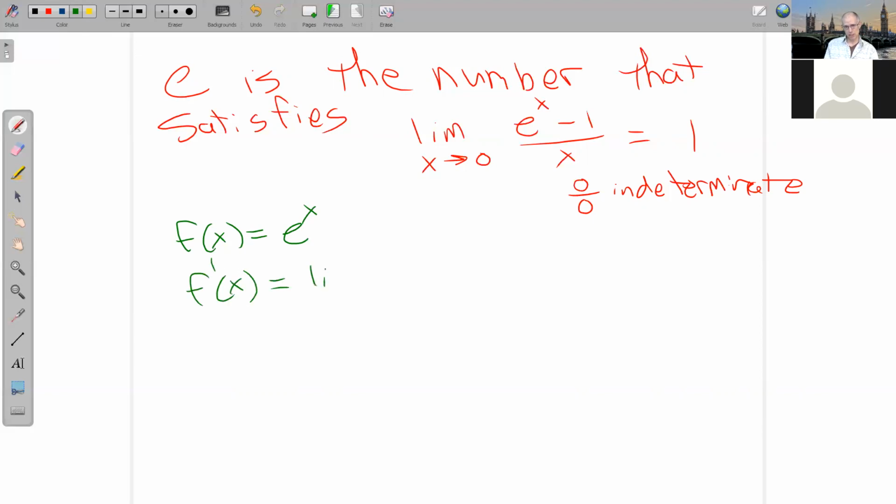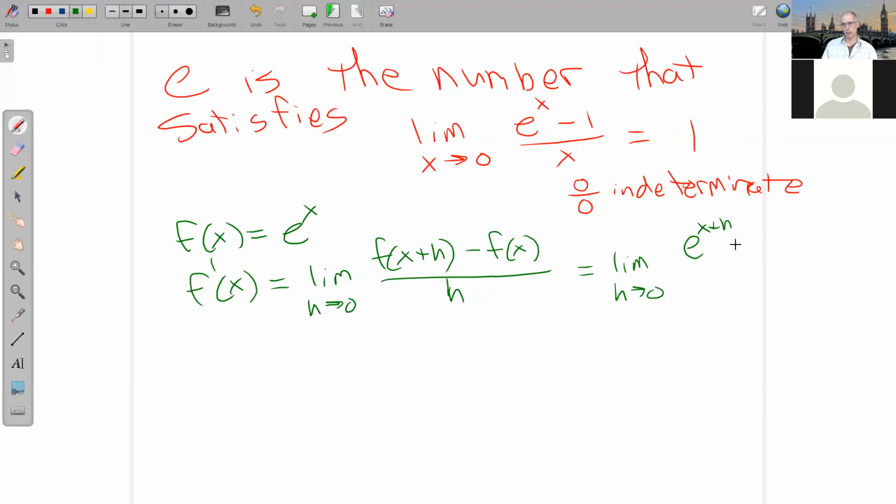Well, f prime of x is the limit as h goes to zero of f of x plus h minus f of x over h. So we have to go back to our limit definition every time we don't know something about a derivative. If I replace f with e to the x, this gives me the limit as h goes to zero of e to the x plus h minus e to the x all over h. And let's do some algebra here, because if we try to plug in zero right away, we get zero over zero, which is indeterminate, which means you don't know anything, so do some algebra.